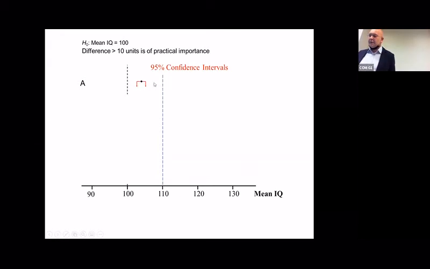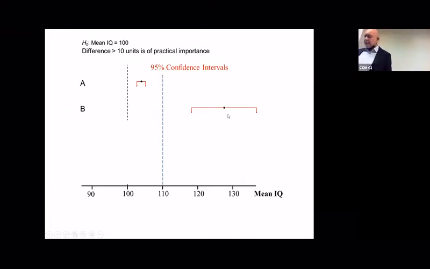So what can we conclude about this? Okay, we can conclude that it is statistically significant, all right, because it doesn't include the null value. What about practical importance or clinical importance? It's not, that's right. It's significantly less than this value of 110. So we would say, yes, this is statistically significant, but not of practical importance. Okay, what about scenario B?